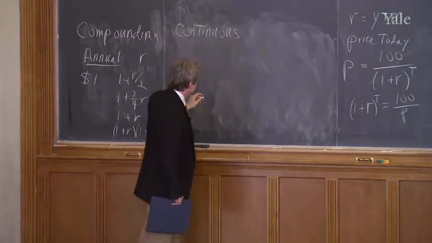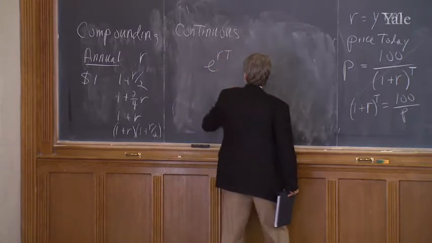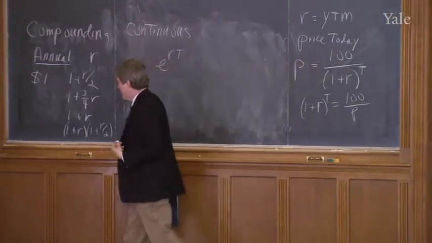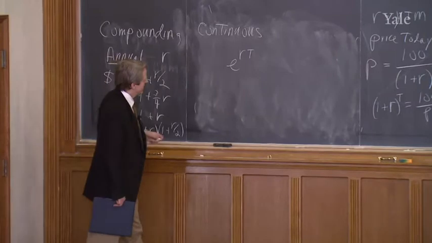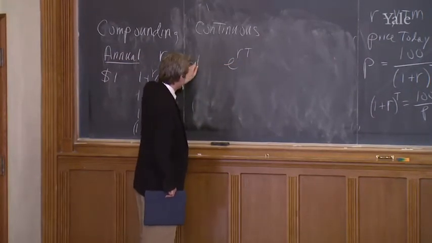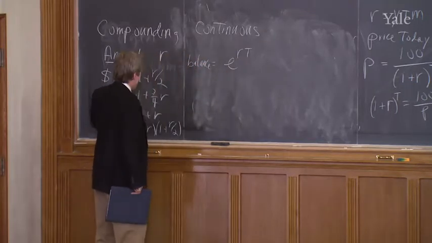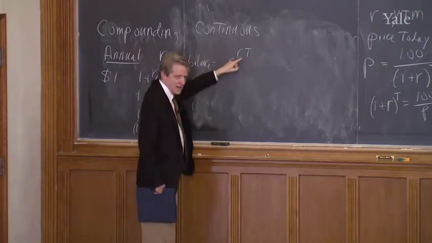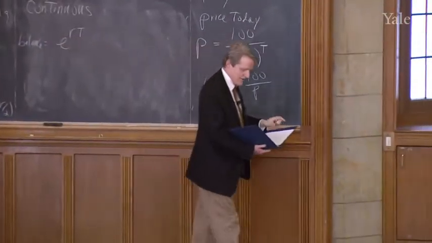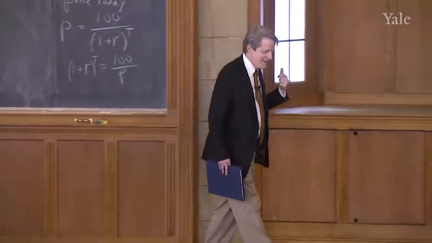And the formula for continuous compounding is e to the RT, where e is the natural number 2.718, and R is the continuously compounded interest rate. So your balance equals the initial amount, $1, times e to the RT. That's continuous compounding.